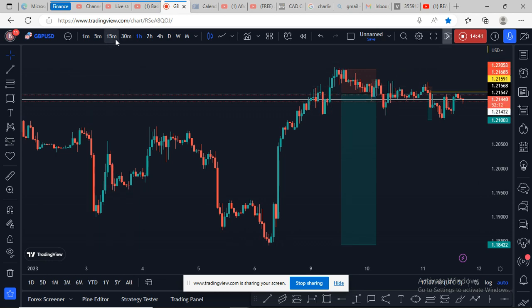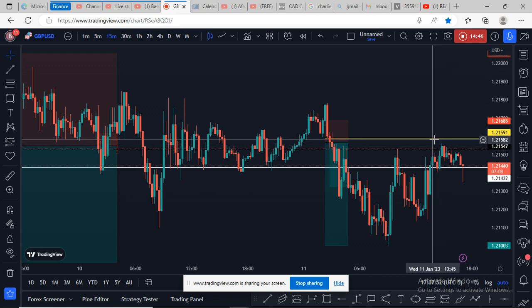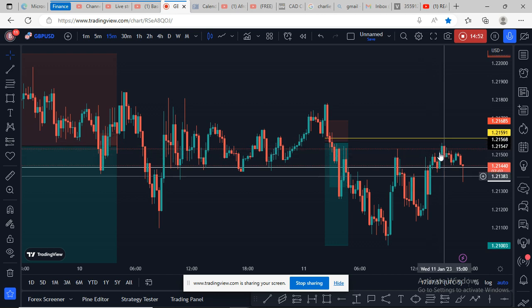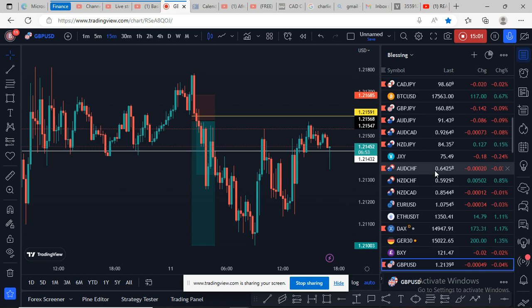So for day trading also, I'm waiting here for it to hit this resistance. Then I'll see what I can do, right? So let's also check on the AUD USD.